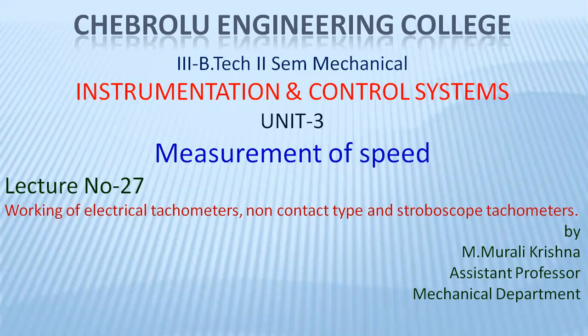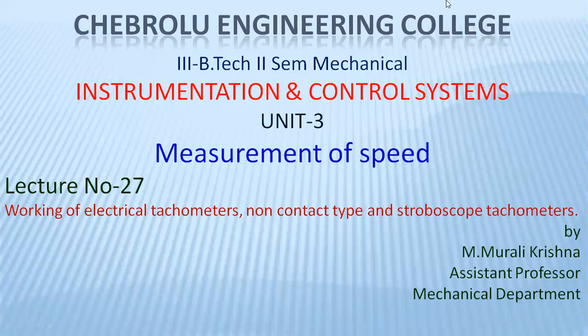So the tachometers are classified into different types of speed measurement: that is mechanical tachometers, electrical tachometers, and non-contact type tachometers and stroboscope tachometers. These are the different types of tachometers among the speed measuring instruments.